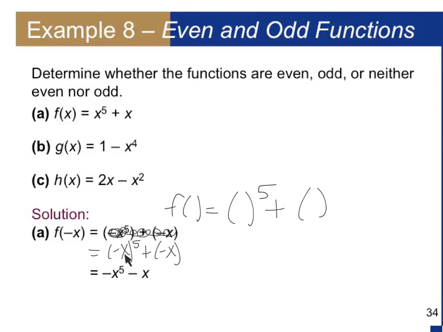And minus x multiplied 5 times gives us minus x to the 5th, so there's going to be a negative in front. And then minus x. So you can see it's the opposite of what our original y was, because our original y is x to the 5th plus x, and we've got minus x to the 5th minus x. So we can see that this is true, that f of minus x is minus f of x. Okay. So we have symmetry across the origin, so this is an odd function.